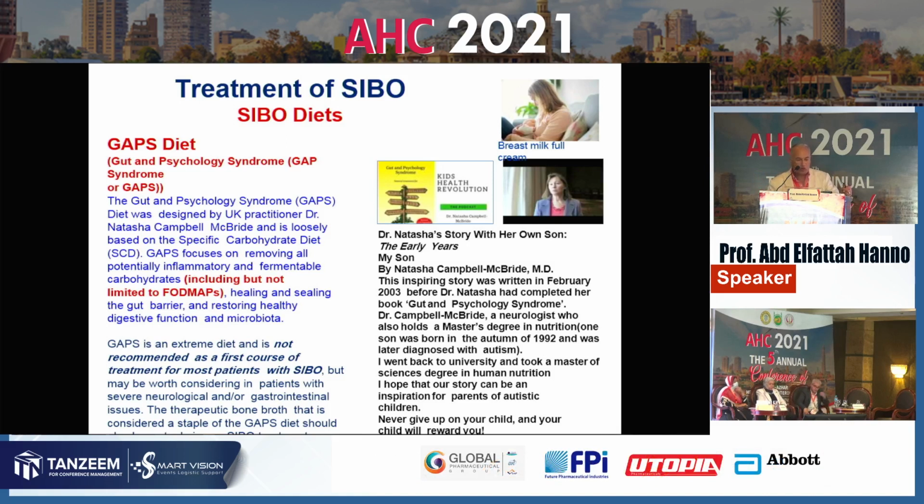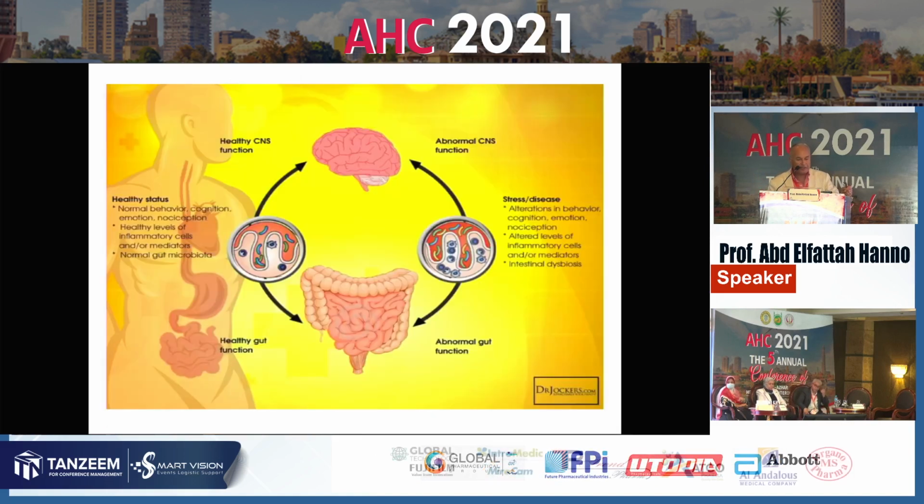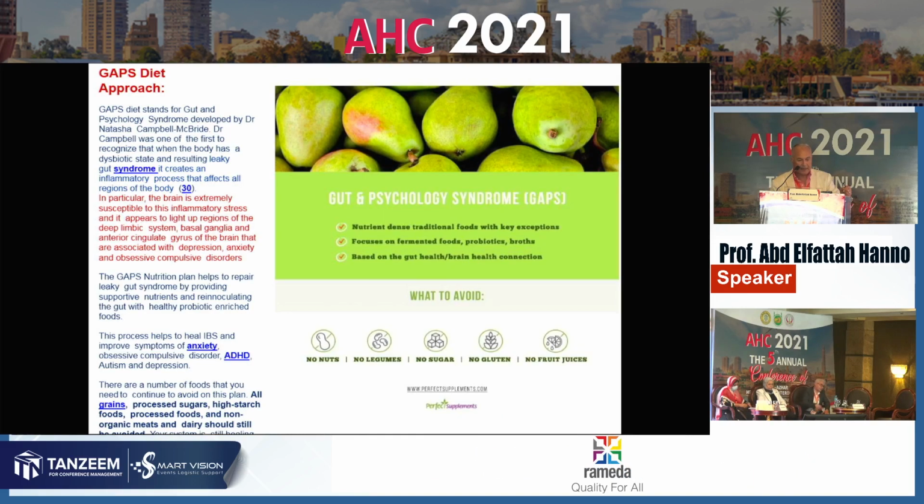It is research work done and now applied for certain diseases, because we have a link between the gastrointestinal tract and healthy individuals, and the gut and the brain, and we avoid the stress which affects the gut and so affects the brain. And this is the approach of the GAPS diet that avoids nuts and legumes and so on.